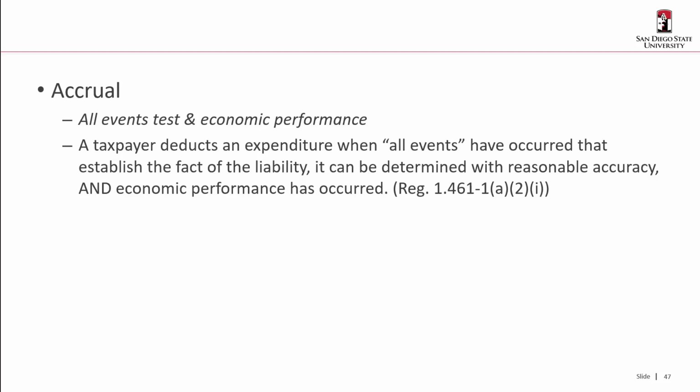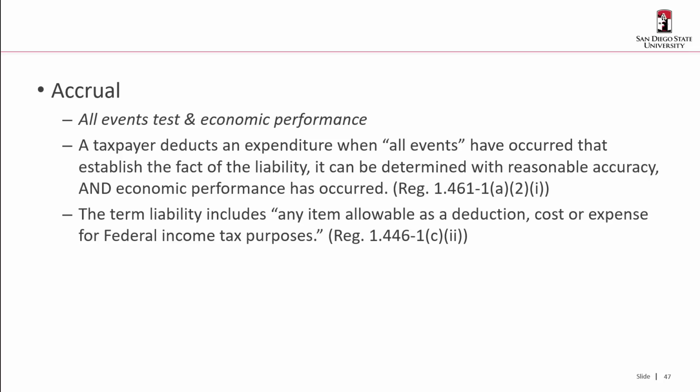It can be determined with reasonable accuracy, which is a little bit like the mirror of the income side. Recall that it was fix the right to receive and reasonable accuracy. And then the additional requirement of economic performance has occurred. So to deduct something as an accrual-based taxpayer, you have to meet the all events test and economic performance. A liability is any item allowable as a deduction, cost, or expense for federal income tax purposes.